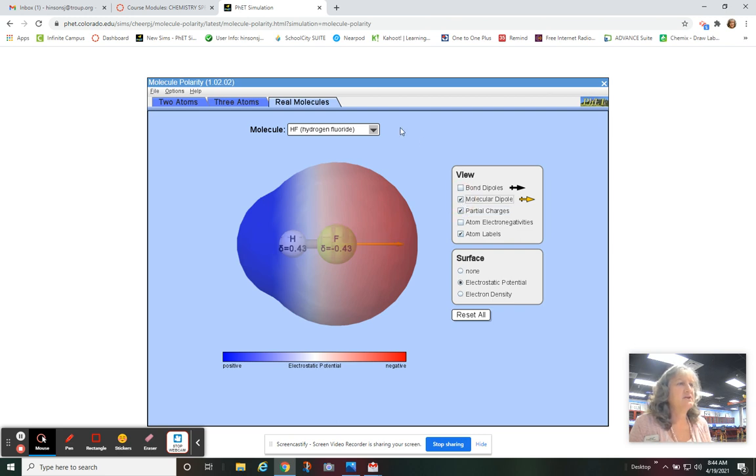All right. So this is the hydrogen fluoride molecule. So it's hydrogen bonded to fluorine. We see the electronegativities. Actually, I didn't turn that on. Let's put the atom electronegativities on. There they are. Hydrogen is 2.1. Fluorine is 4. So it is a very, very, very polar bond.